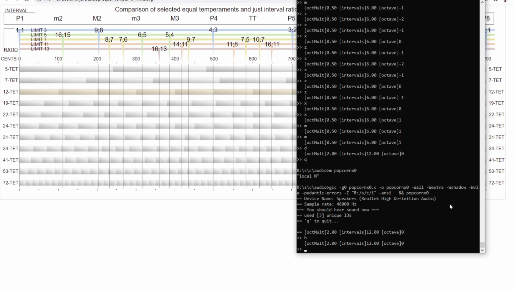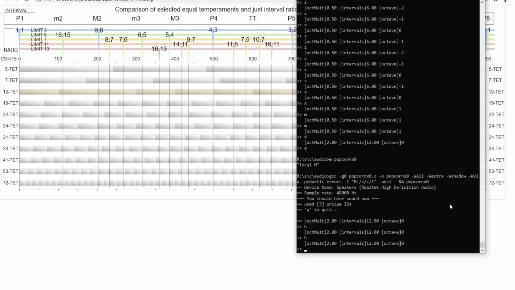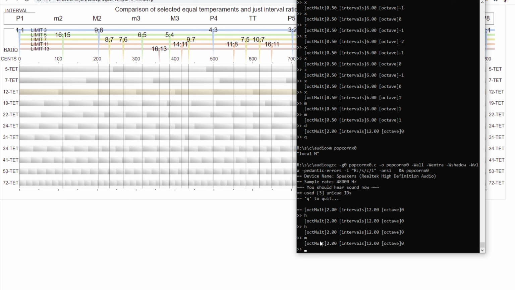No weird rhythms going on. I mean, I like weird rhythms, but not today. So for example, this is the regular song. So we can see here that we have 12 intervals, and also the octave multiplier means by which factor we are multiplying our frequency to get the next octave.